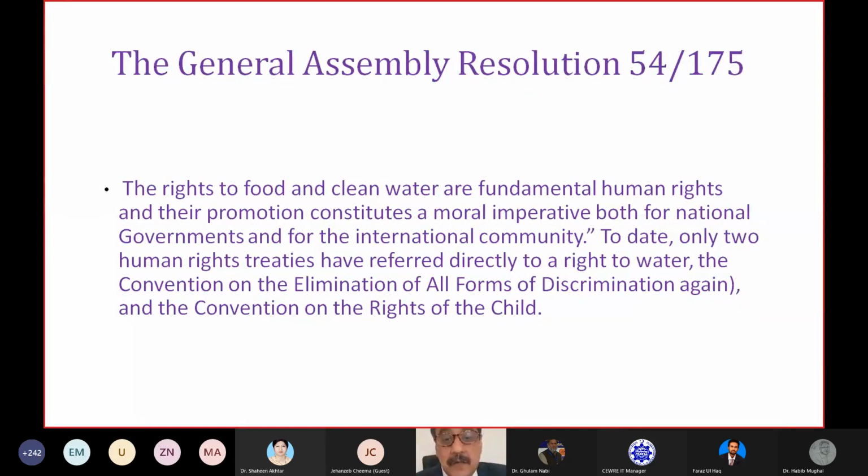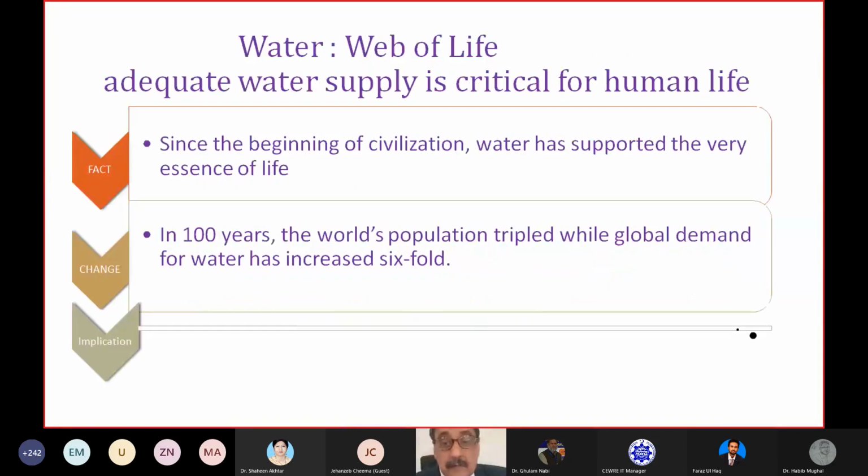The overarching resolution by the General Assembly of the UN, Resolution 54/175, says the right to food and clean water are fundamental human rights, and their promotion constitutes a moral imperative both for national governments and for the international community. To date, only 2 human rights treaties have referred directly to a right to water: the Convention on the Elimination of All Forms of Discrimination and the Convention on the Rights of the Child. Because refusal of giving water to somebody may cause discrimination, and the children's health and life depend upon water.